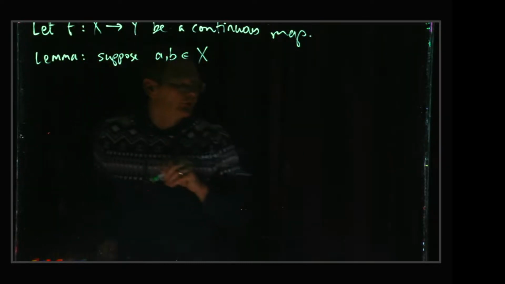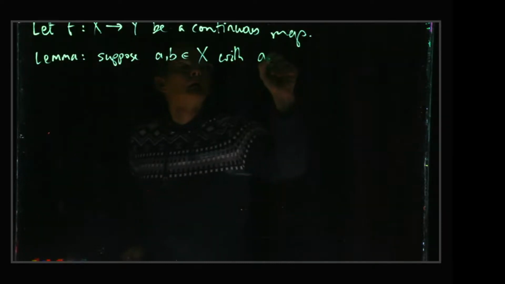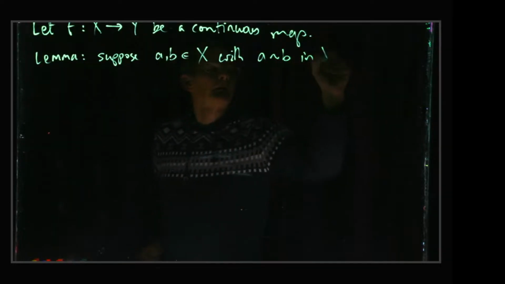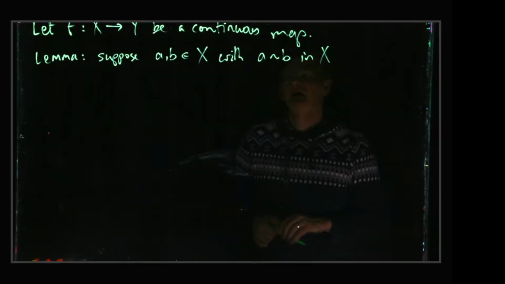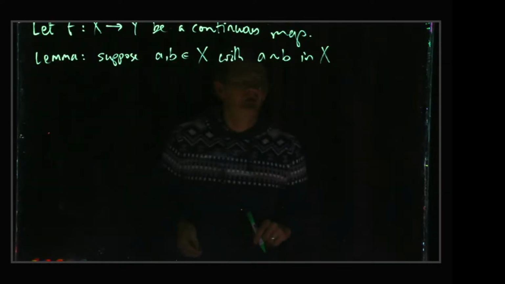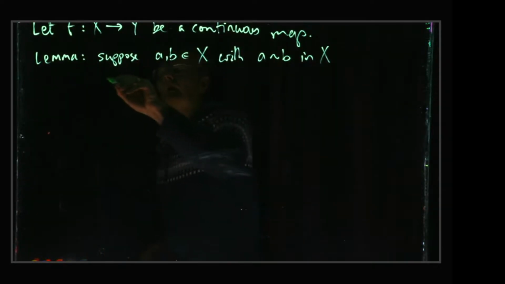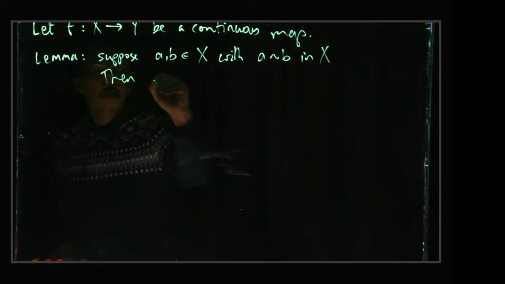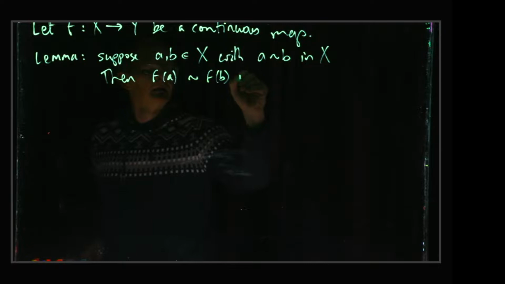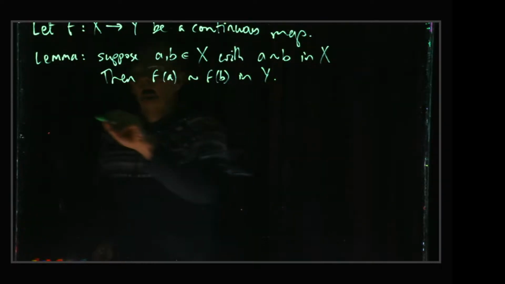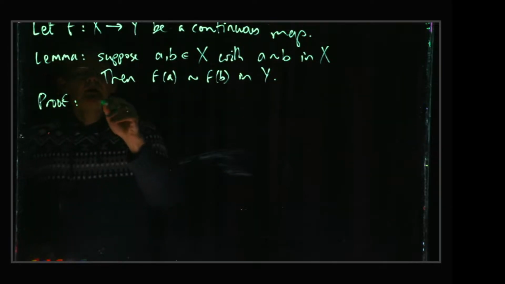Suppose we've got two points in X, and suppose that they're related according to this relation that we've been considering. So there's a continuous path in X from A to B. Then I want to claim that f of A is related to f of B in Y. And the proof is straightforward.